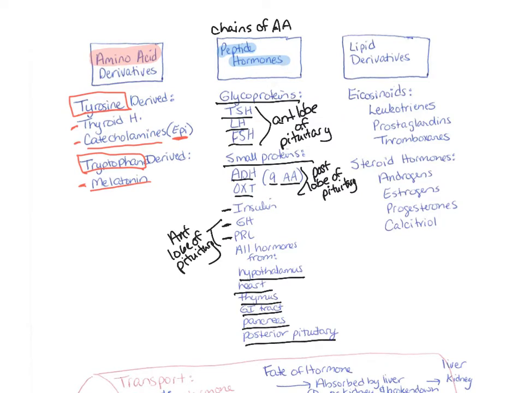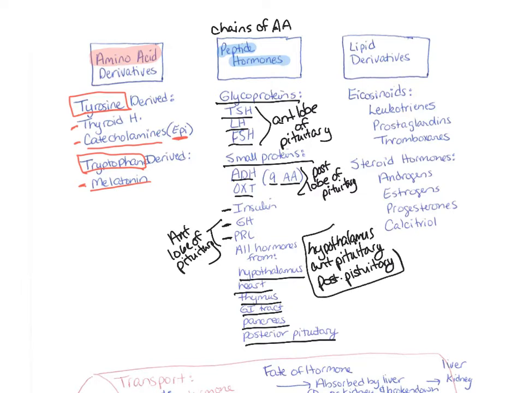So we could basically say that hormones from the hypothalamus, from the anterior pituitary, or the anterior lobe of the pituitary if you want to write it out, and the posterior pituitary, or the posterior lobe of the pituitary if you want to write it all out, all of these hormones coming from there are peptide hormones. So that helps to make it a little bit easier to remember.